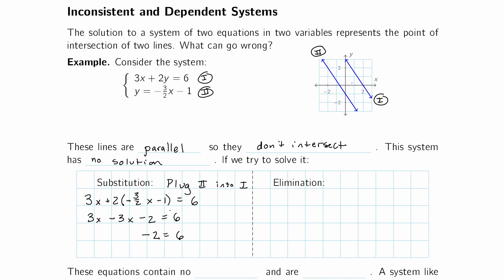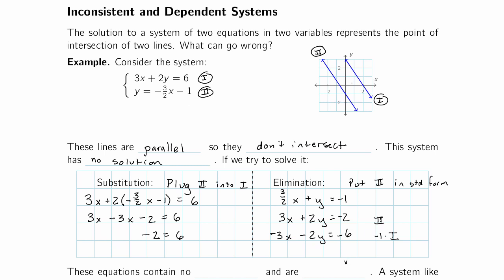Let's see what happens if we try to use elimination. For elimination, I'm going to need to first put 2 in standard form. So I'll add 3/2 x to both sides. I'll multiply both sides by 2. So this is just equation 2 now in standard form. I'm going to multiply both sides of equation 1 by negative 1. That'll give me negative 3x minus 2y is negative 6. And when I add down the columns then, I get, well, 0 plus 0 equals negative 8.